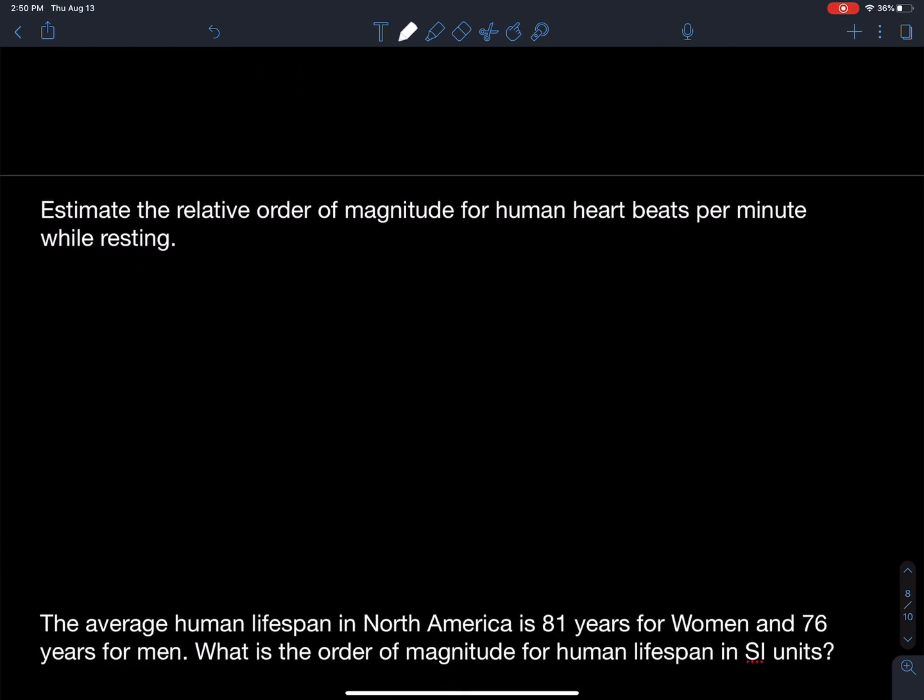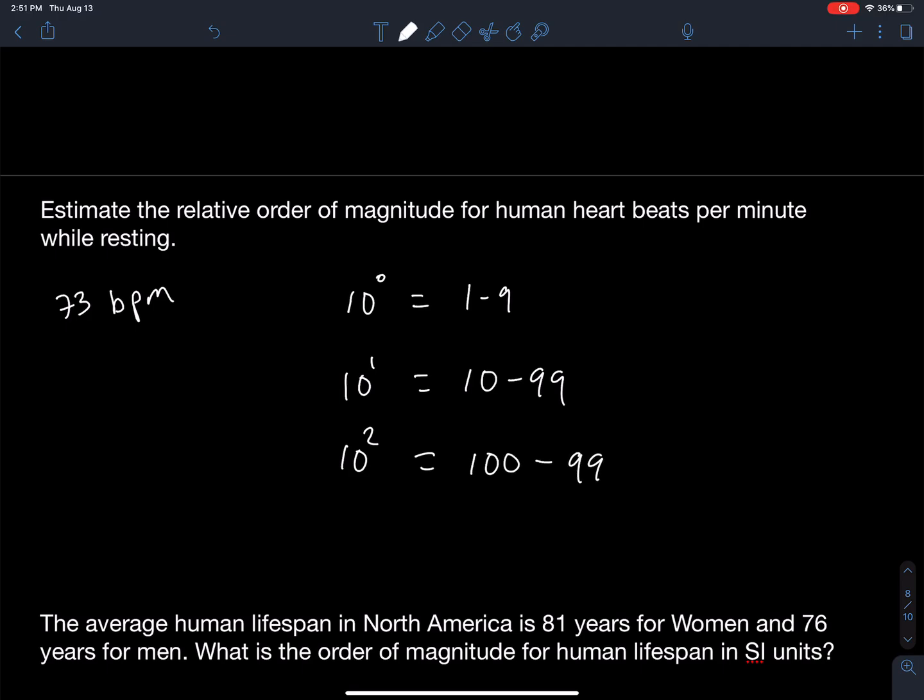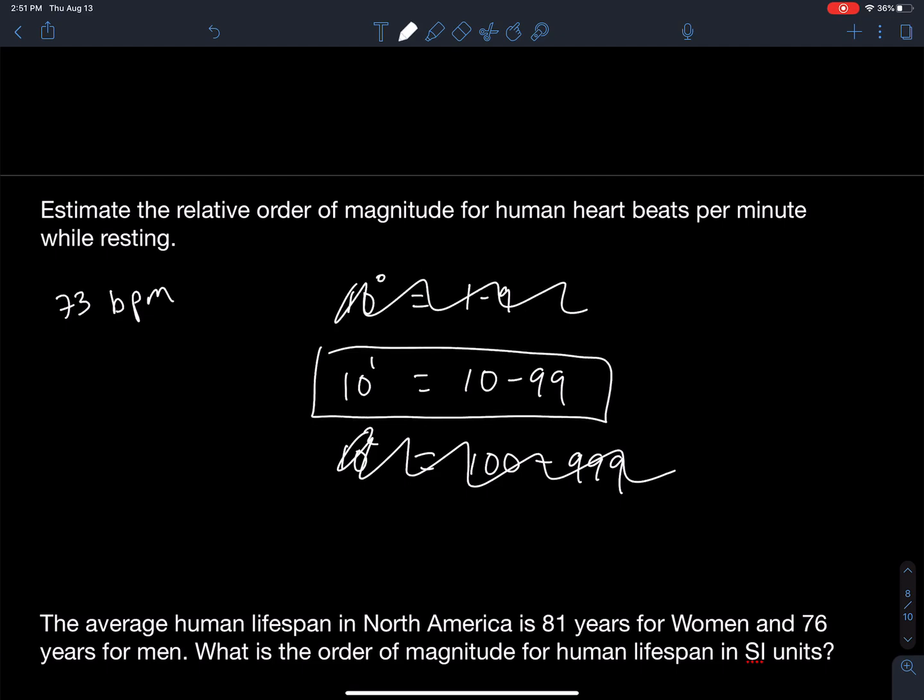Okay, estimate the relative order of magnitude for a human heartbeat per minute while resting. So mine is about 73 beats per second. Oh no, beats per minute. Wow, I would be flying. Okay, so what would be the order of magnitude? 10 to the power of 0 is like 1 to 9. So it's much greater than that. 10 to the power of 1 is now 10 to 99. 10 to the power of 2 would be like 100 to 999. So I'm below that, I'm above that. Okay, the order of magnitude would be 10 to the power of 1.